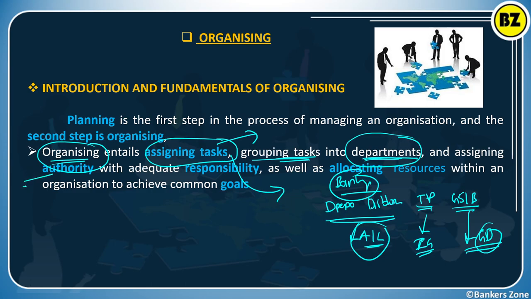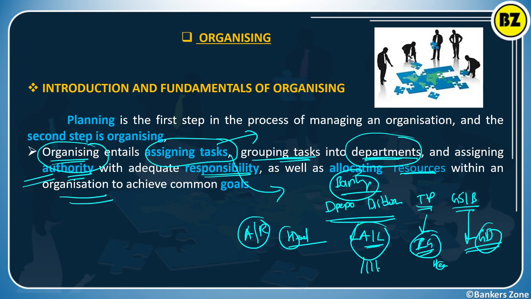We will also have authority, meaning every department will have one head. That means we will assign the authority. Then the responsibility, obviously, authority comes with responsibility, as well as allocating the resources within the organization. So we will allocate some manpower under those heads so that they can function. Different people will be posted and they will work for their departments.